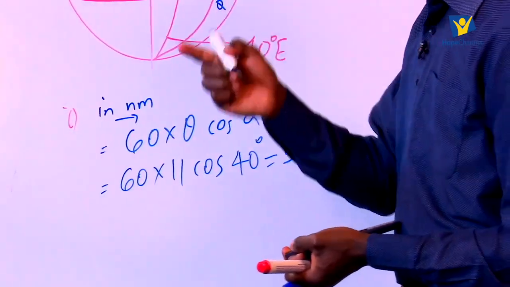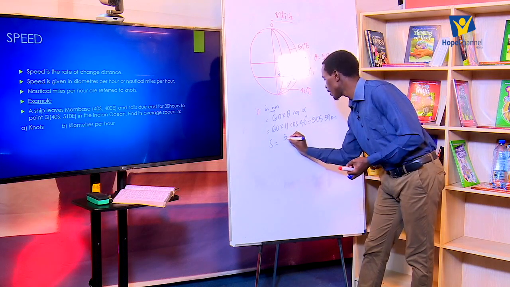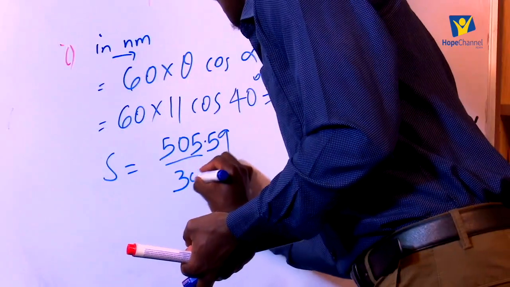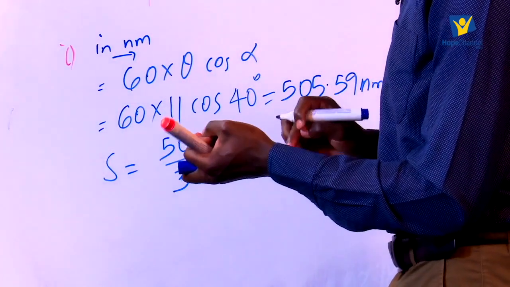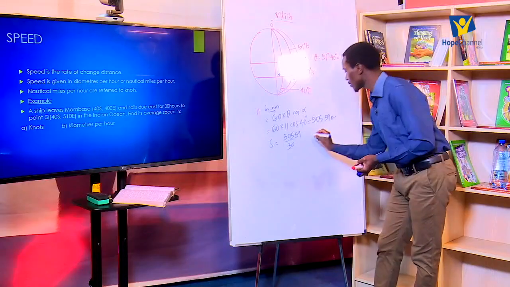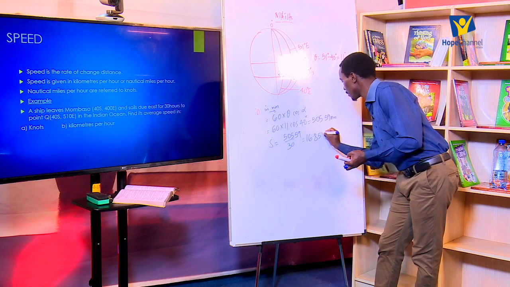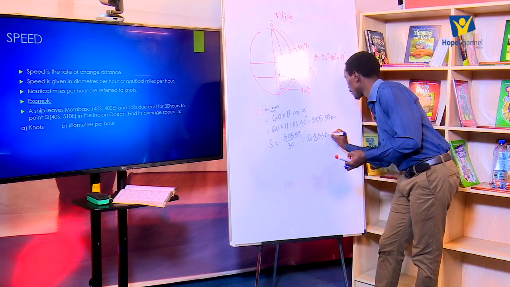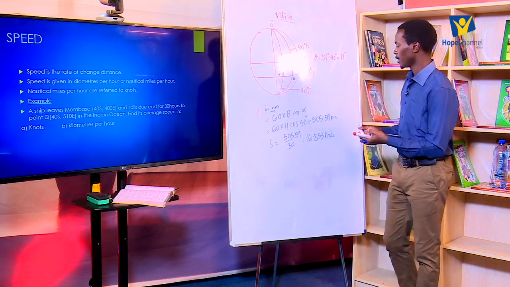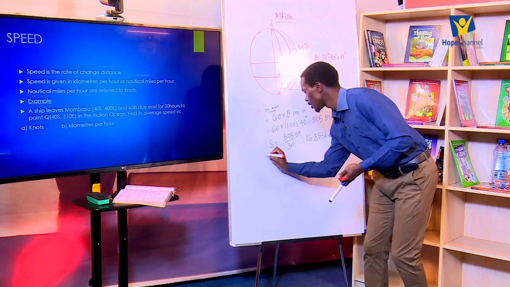But that is the distance. Now we are asked to get the speed. Remember, speed is distance over time. So the speed will be 505.59 divided by the time, which is 30 hours. So 505.59 divided by 30 gives us 16.853 knots. If you don't remember knots, you can just indicate nautical miles per hour. There's no problem. Then now we have Roman 2, which is in kilometers.